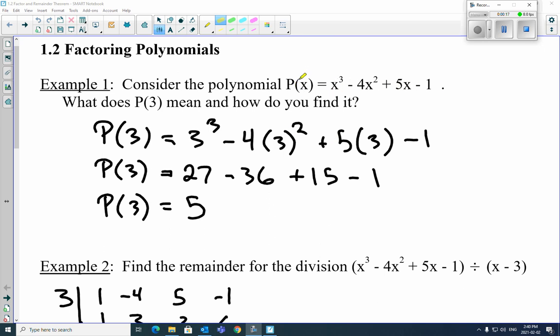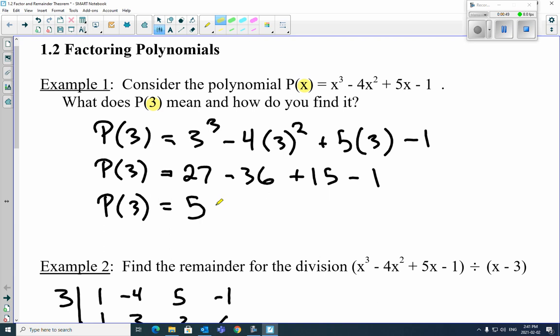And just remember that p of x is like a y. So what does it mean when we put a p of 3 in there? Well, we replace x, this thing here, with 3. So in the polynomial, we replace every x with a 3. We just plug it in, right? So 3 cubed minus 4 times 3 squared plus 5 times 3 minus 1. Then you just do the math, and you end up with 5. So when x is 3, it returns a value of 5. For instance, if x was 3, y would be 5, and you could graph that if you needed to.